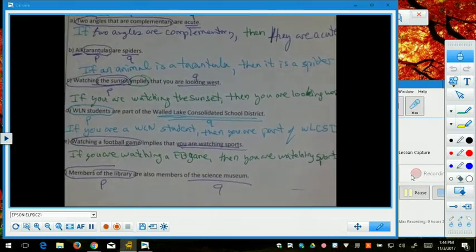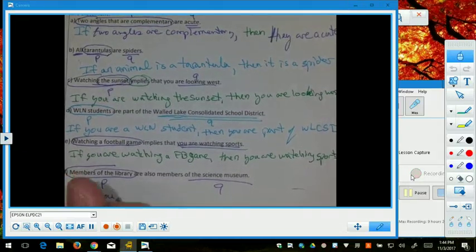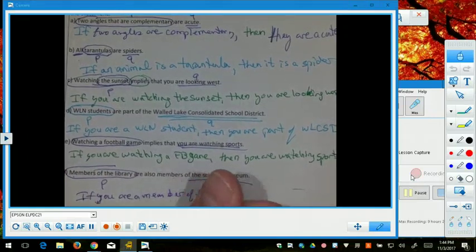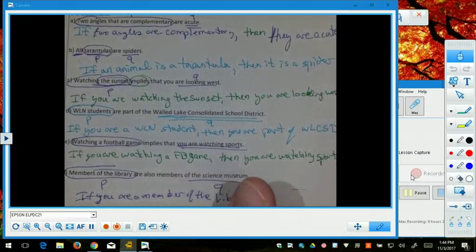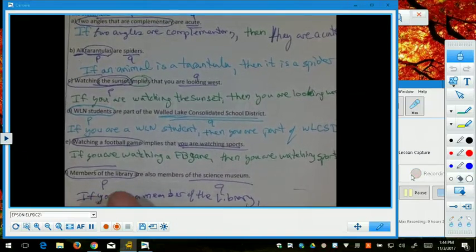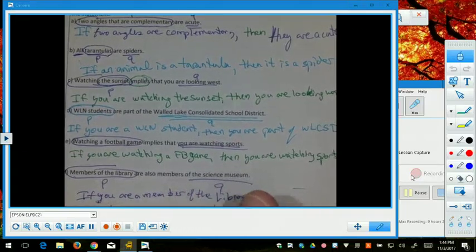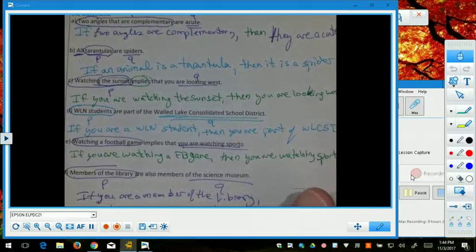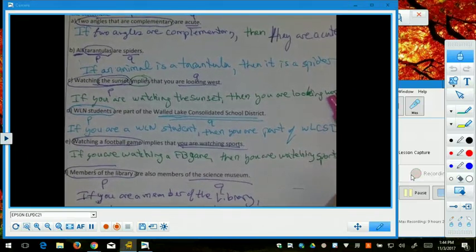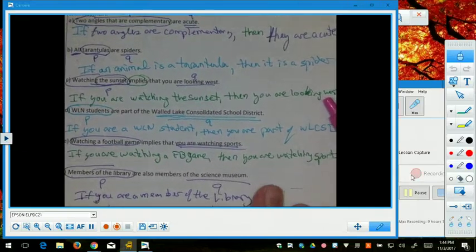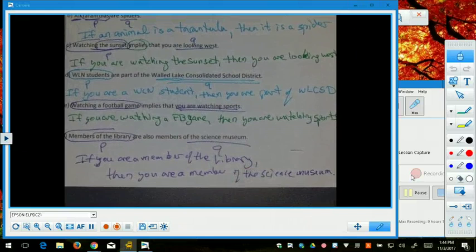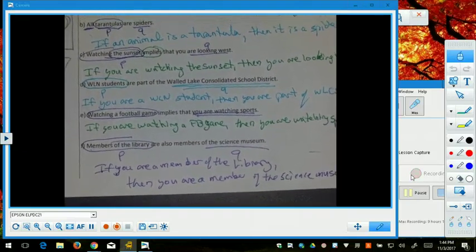And our last sentence: if you are a member of the library, then you are a member of the Science Museum. So if you are a member of the library, then you are a member of the Science Museum. So these are how we identify P and Q.